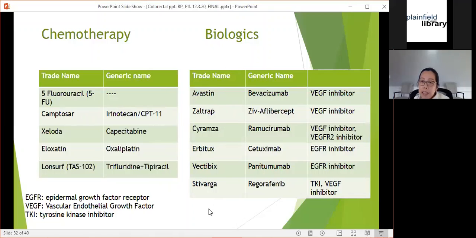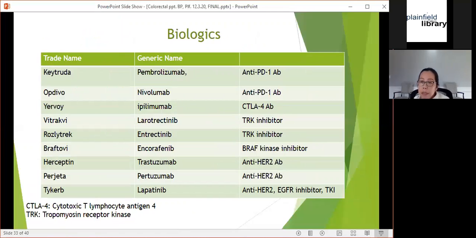On the right side, VEGF inhibitors are used to inhibit angiogenesis of the tumor. EGFR inhibitors are used for KRAS, NRAS, BRAF wild type tumors. Next slide, please. Here is a list of medications for immunotherapy, TRK inhibitors, BRAF inhibitors, and anti-HER2 antibodies. Next one, please.